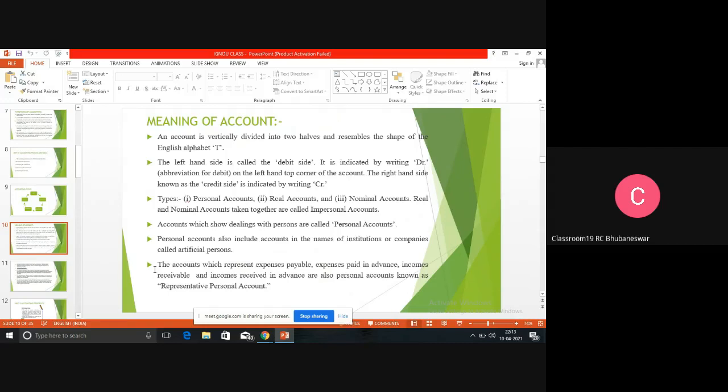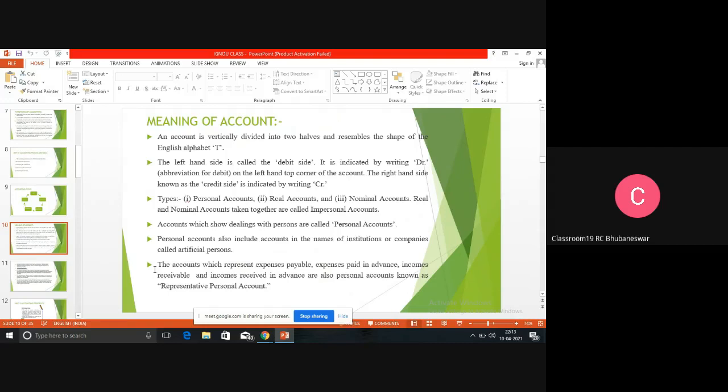When we are recording all the transactions in accounts, there must be various types of accounts. As per the type of account, by evaluating the nature of the transaction, we put those accounts in a particular ledger. When we differentiate those accounts, they are of three types: one is the personal account, another is the real account, and another is the nominal account.